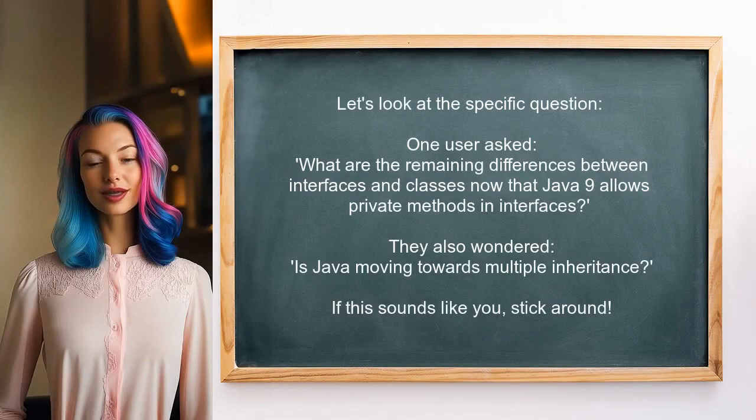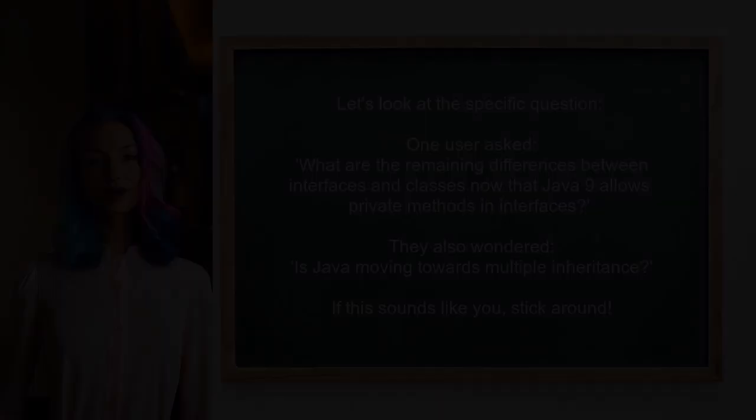Let's look at the specific question at hand. One user asked, what are the remaining differences between interfaces and classes now that Java 9 allows private methods in interfaces? They also wondered if Java is gradually moving towards multiple inheritance. If this sounds like you, stick around as we break it down.